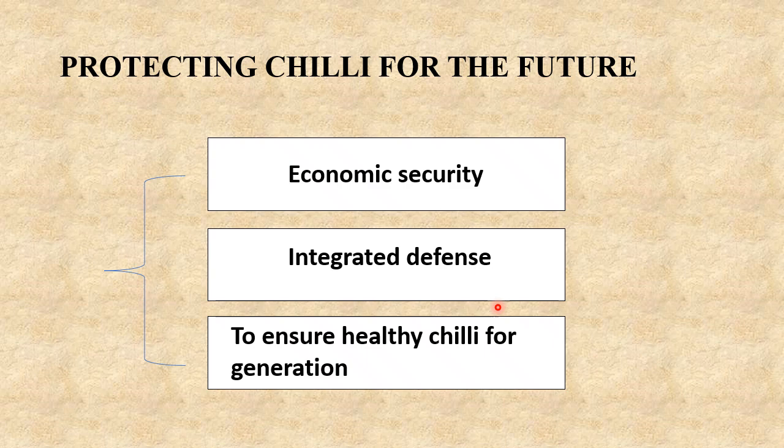The third one is collective action to ensure healthy chili for generations. If we are growing the chili crop, we have to see whether the crop is healthy or not, to get more production, which means more income, leading to good economic security, and good health as well. So please check the symptoms of chili.